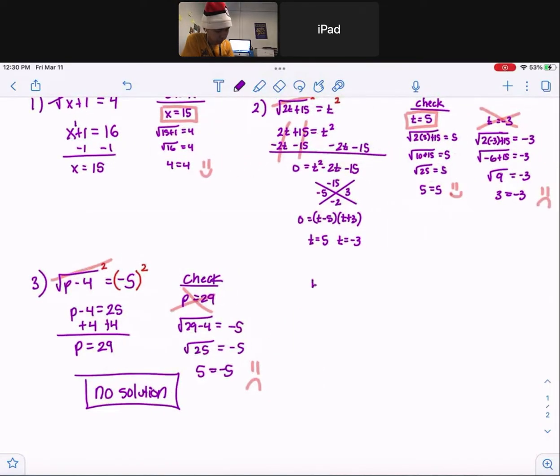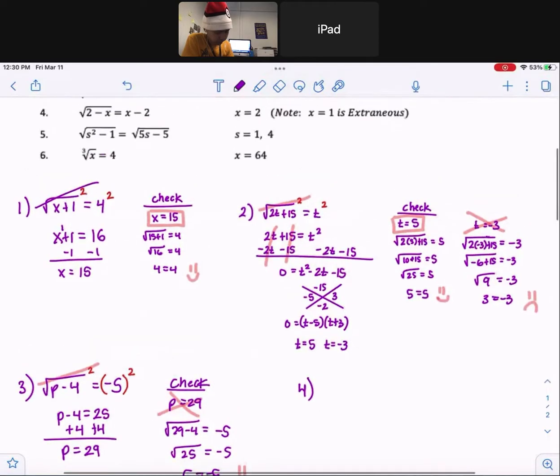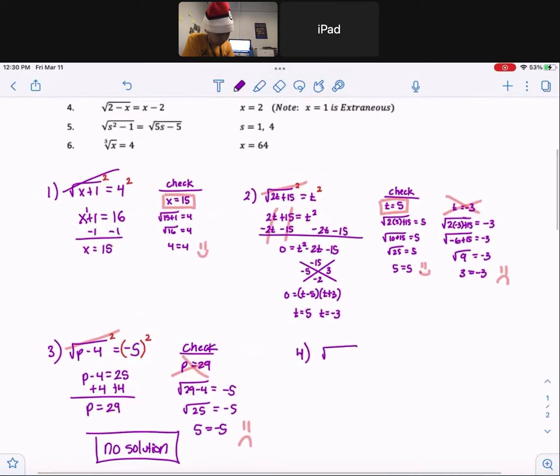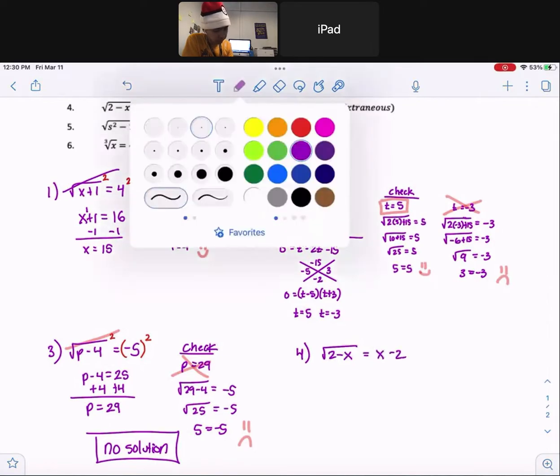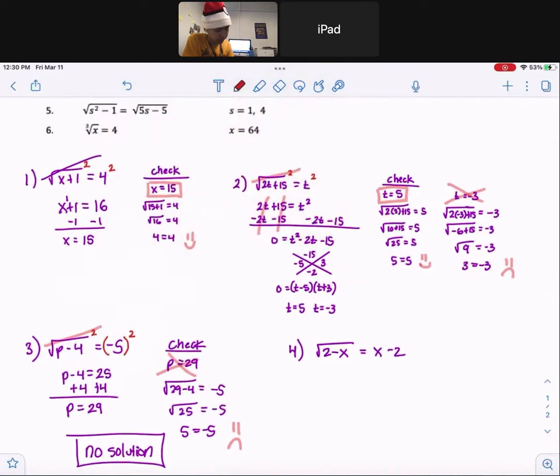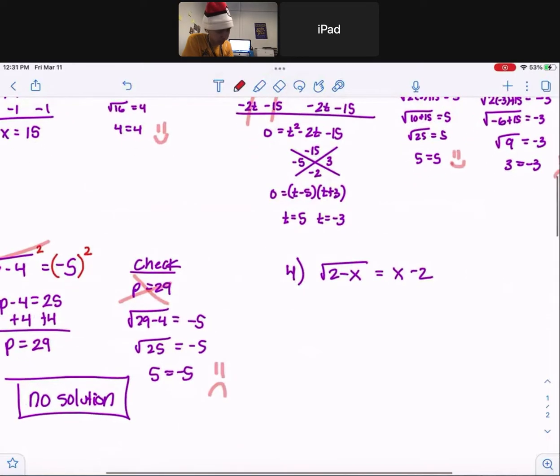Next, number 4. So what do we have here? The square root of 2 minus x equals x minus 2. Is the square root isolated? Yes. So we're going to raise both sides to the second power. So these cancel, right? That square root and that second power.